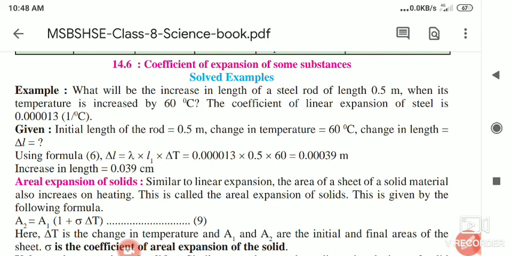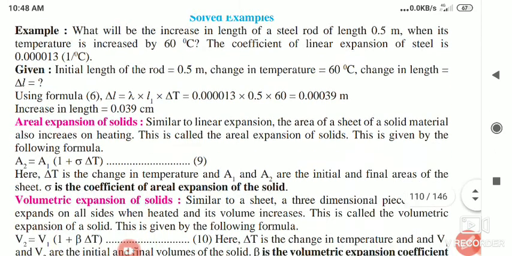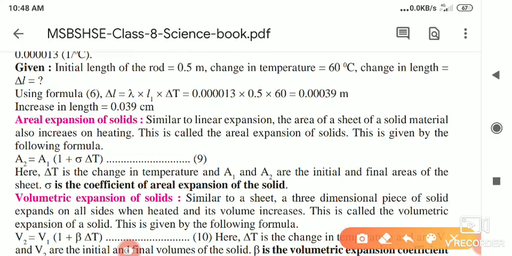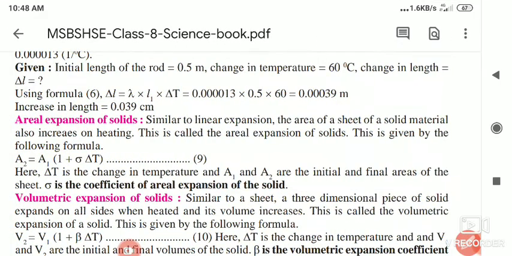So first of all we will write whatever information is given here. The initial length of the rod is equal to 0.5 meter. The change in temperature, how much we have to change the temperature? 60 degrees Celsius. Change in length, how much? Delta L. So by using the formula, change in length is equal to lambda into initial length into delta T.